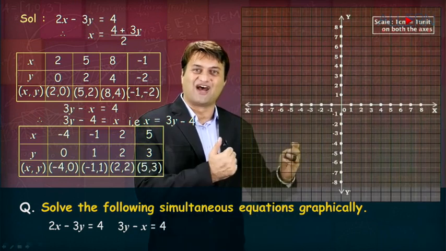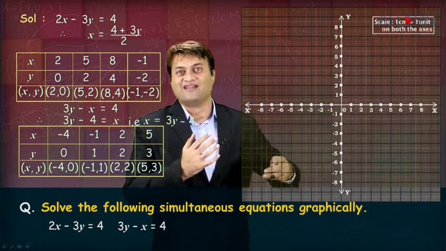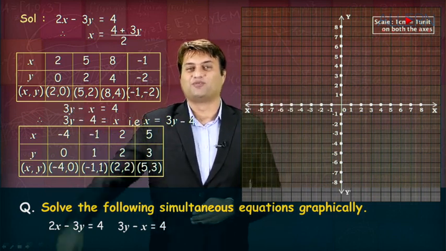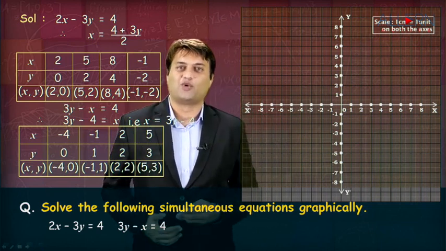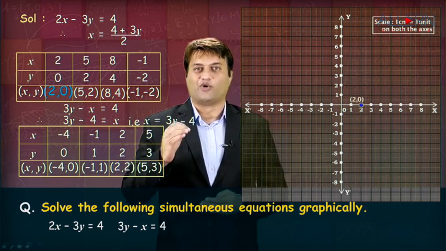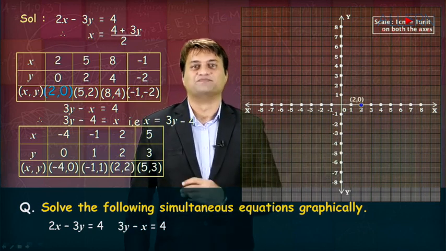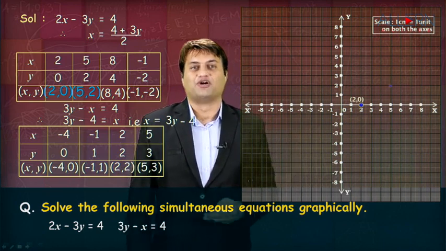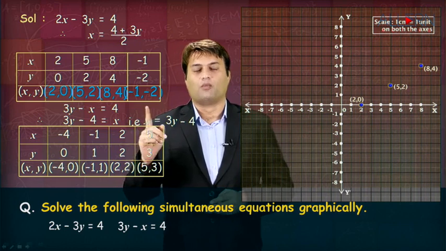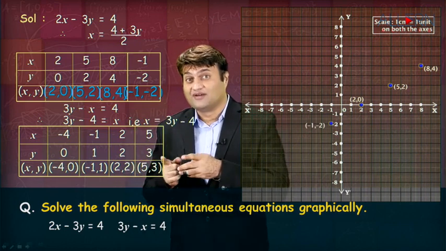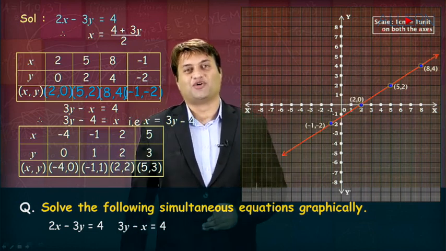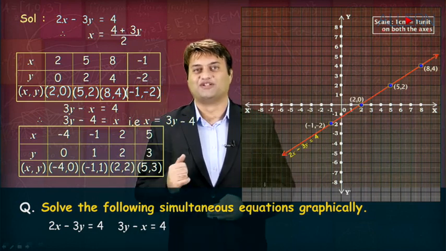Now the graph, lines, axis, origin, scale, the question number, don't forget. Let's start plotting the points. The first point is 2 comma 0. Because the y coordinate is 0, the point will be on the x axis at the point 2. That's 2 comma 0 as shown. 5 comma 2 in the first quadrant. 8 comma 4 in the first quadrant. Minus 1 comma minus 2 in the third quadrant, right? You get all the 4 points are collinear. Join them. Don't forget to write the equation on it.